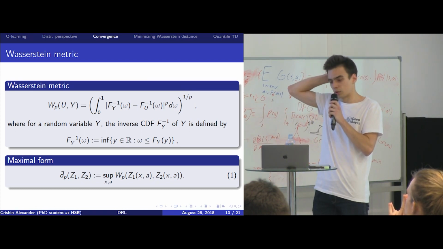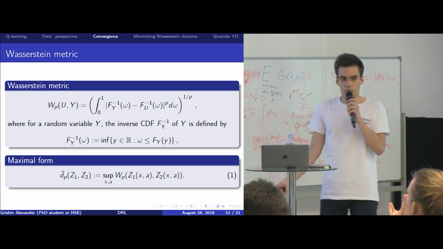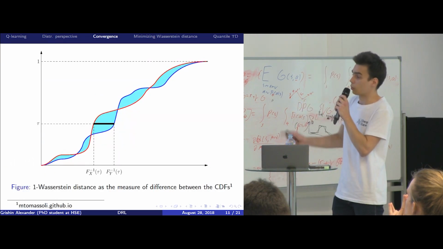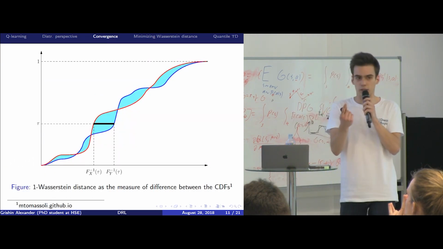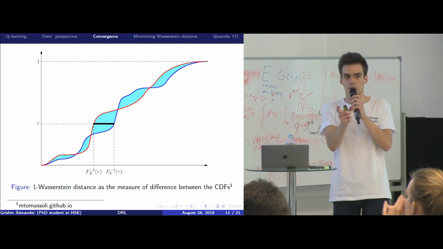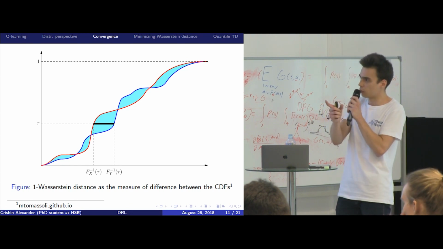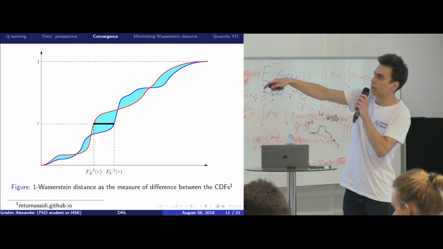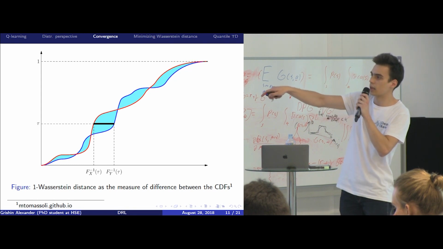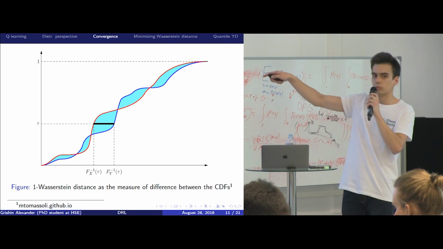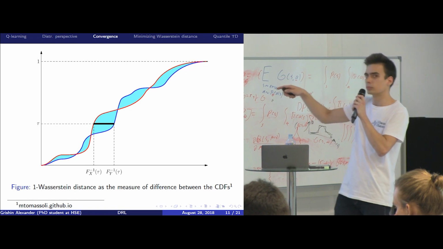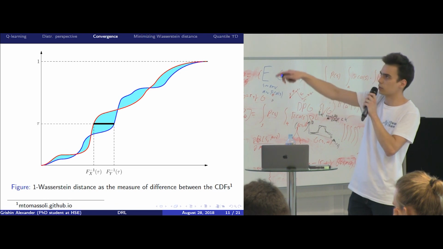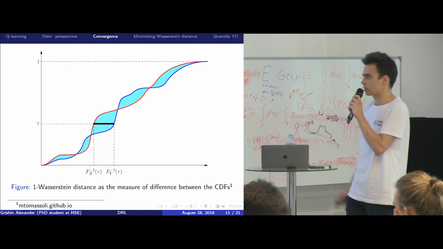Then we should clarify, do we have some kind of convergence or not? We will use the one-Wasserstein distance, which is just the integral of the absolute value of the difference. So if we have two CDFs, it is just the area between them. Very simple. And we can integrate over x or over y, it doesn't matter.